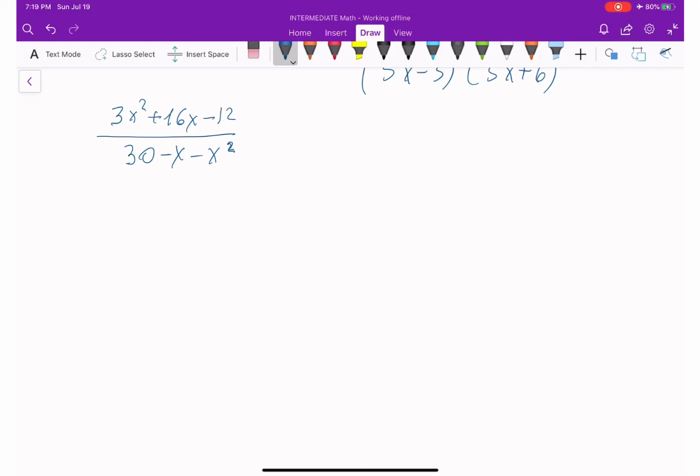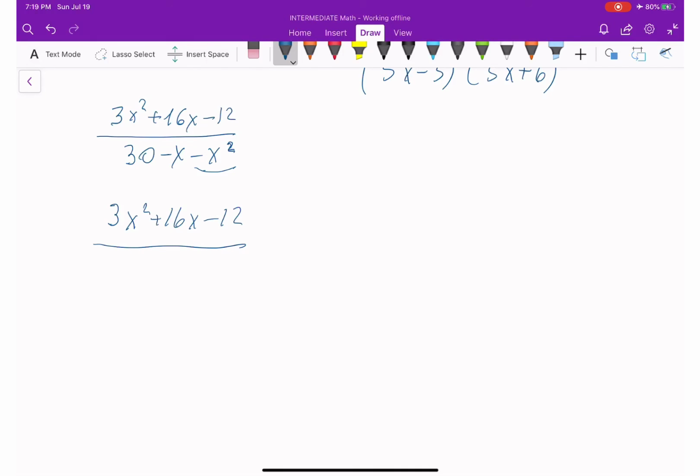Why did I say this one is interesting? Look at that. x squared is at the end. Again, we have a trinomial, but x squared is at the end, plus it's negative. So what I'm going to do, rewrite 3x squared plus 16x minus 12.